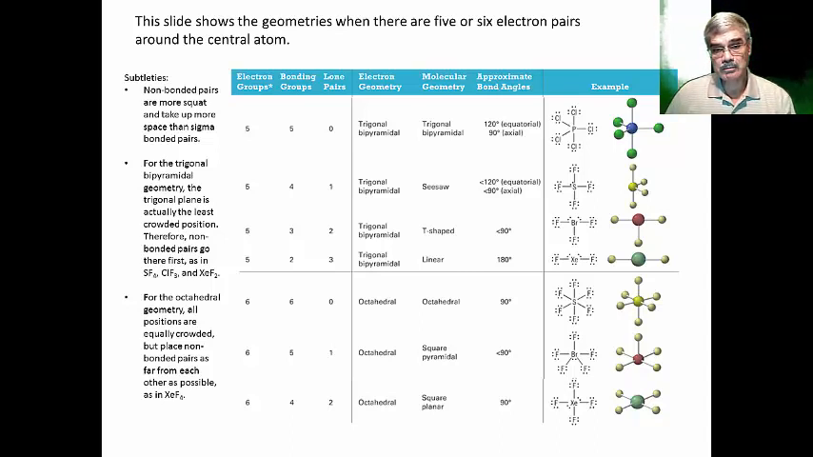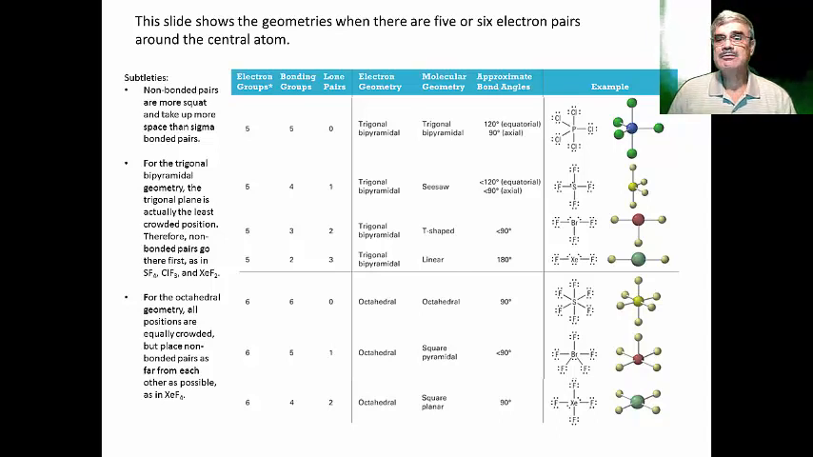And for a trigonal bipyramidal geometry, the least crowded position is actually the trigonal plane. It may not look that way as we draw them, but actually the trigonal plane is less crowded than the axial positions. And so if you look at my second example of sulfur tetrafluoride, the non-bonded pair will go in the trigonal plane position. As a result, this molecule, if you just look at the geometry of the atoms, would be, you might call it a seesaw molecule.